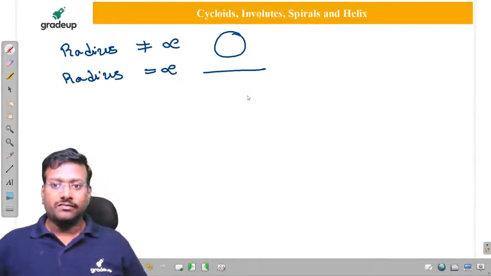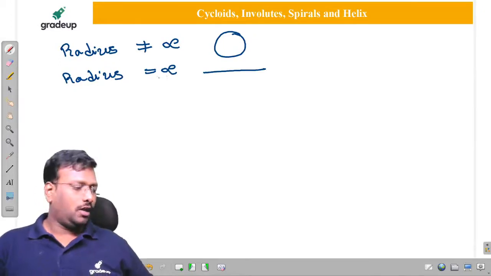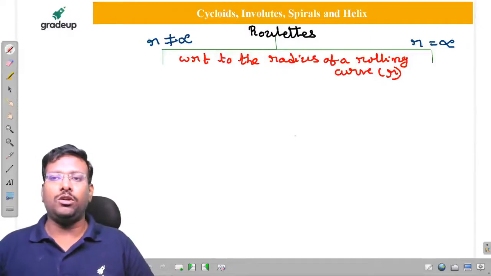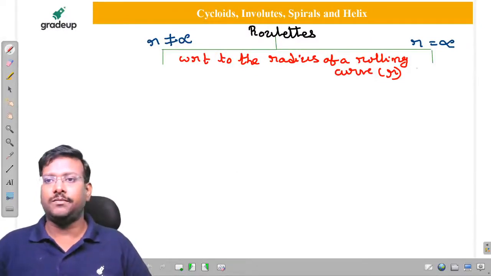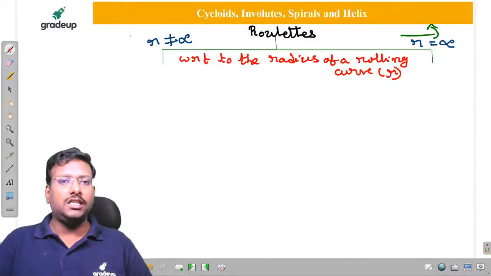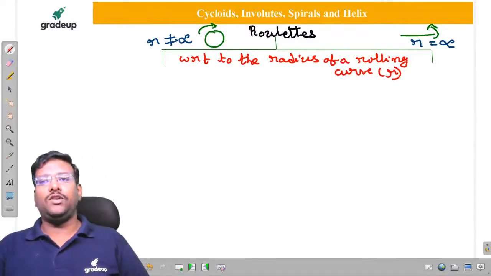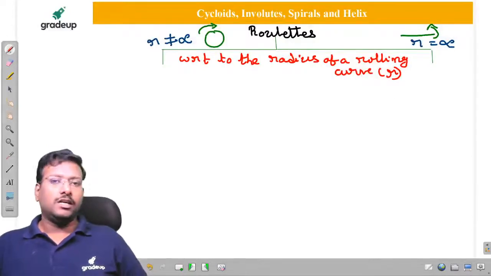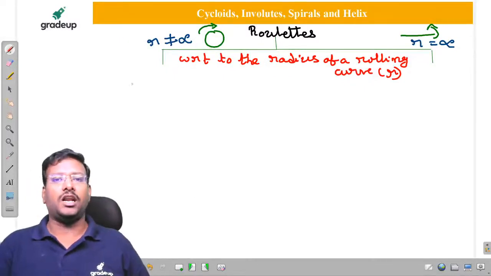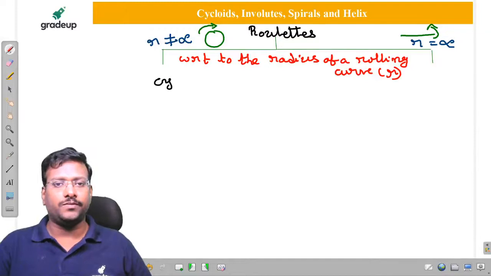Good. Now let us consider, I hope you understood. If the radius small r is equal to infinity, it means a straight line is rolling, whereas in this case a circle is rolling. That is the difference between these two. Sir, whenever a circle is rolling on another object, what type of curves are they called? They are called cycloidal curves.